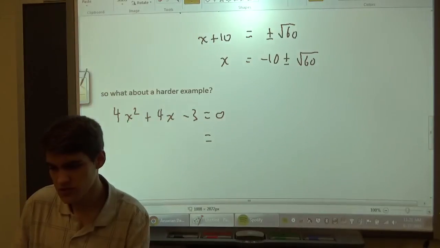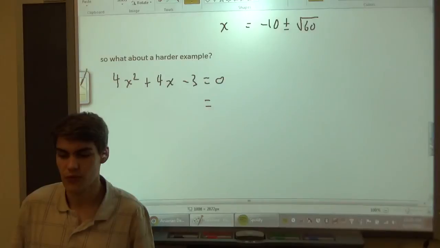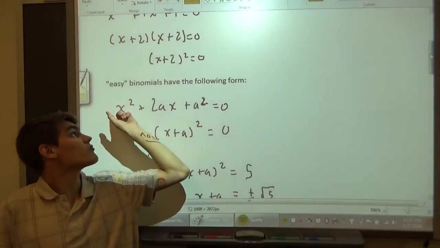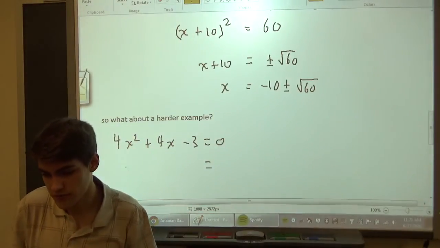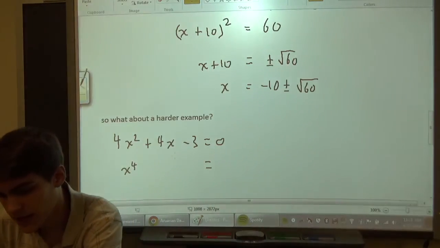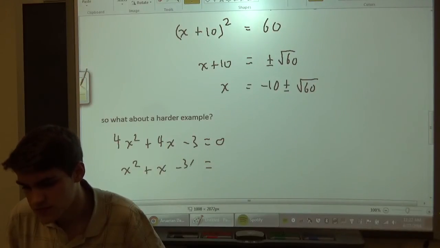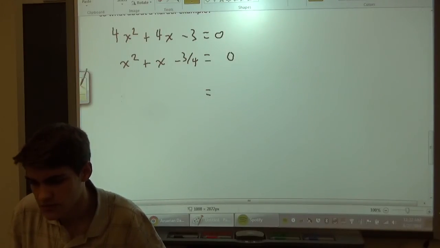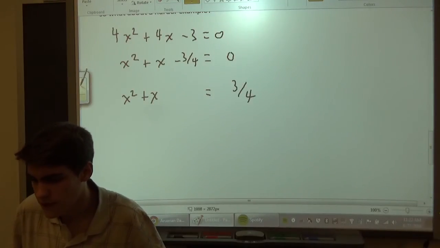So first thing you want to do is think about, okay, how do I turn this into an easy to solve binomial? Well, easy to solve binomials have the following form, and they never have a coefficient in front of the first x. So what we want to do first is get rid of this 4, the coefficient. So we'll divide by 4, not x to the 4. So this turns into x. This becomes negative 3/4. That stays 0. 0 divided by anything is 0. So we're still working along. We're trying to make it look like an easy to solve binomial. We get to this stage.